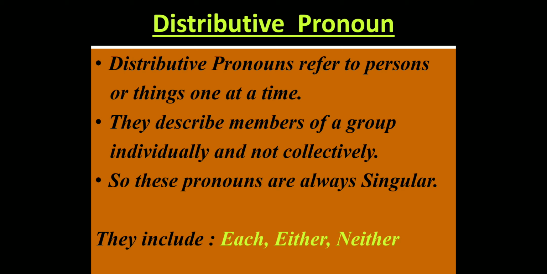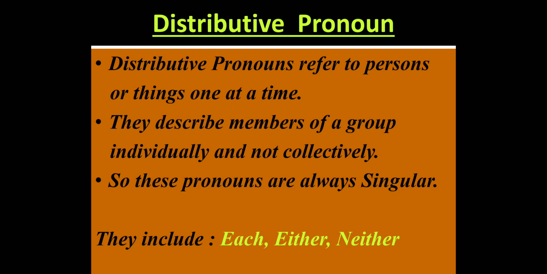When you are referring or going to each individual, that is when distribution happens. Distribution cannot be collective, that in a group you have distributed. No, you will have to give it to each and every person sitting in a group. That is distribution. Similarly, distributive pronouns refer to persons or things one at a time, each individual.